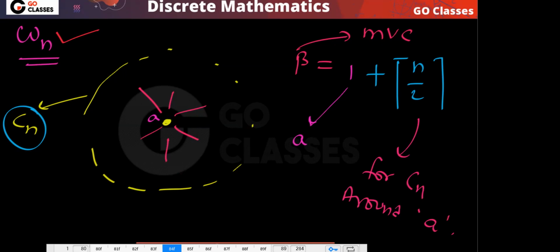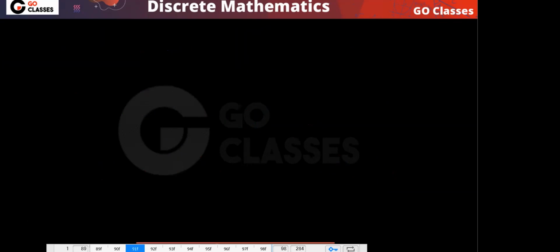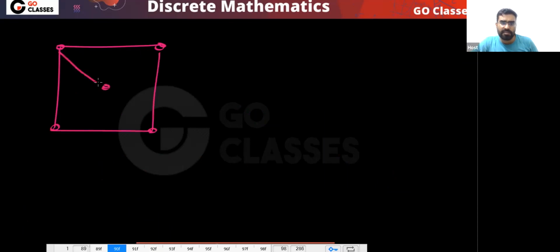So basically, Arpan, if you have W4, then the vertex cover will be just floor of n by 2 plus 1. Yes, for W4. This is your W4. You can just create this in your copy and check it. This is a very simple thing. In W4, you have 5 vertices.